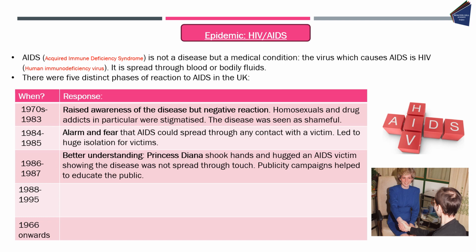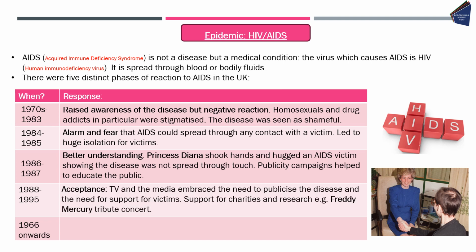These publicity campaigns massively helped to educate the public, and that is in 1986 to 87. If you couldn't remember, you could just say the late 1980s, that would be fine, as long as you reference Princess Diana and the fact that she proves that it's not just any contact with a victim that leads to a contraction of AIDS. Between 1988 and 1995, we see acceptance.